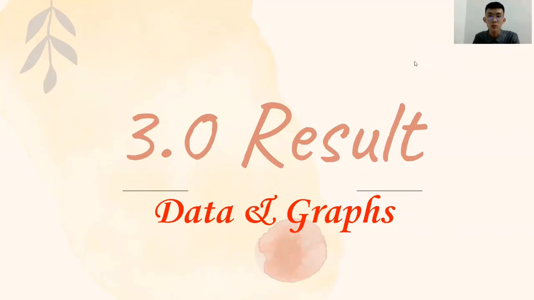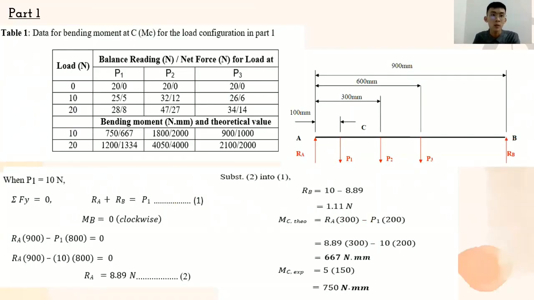I'm Jun Seng and I'll explain the result of this experiment. For part 1, Table 1 shows the data for bending moment at C for the load configuration in part 1. We can say the Y component and the moment at B are equal to 0 since it is in equilibrium. From the free body diagram, when P1 is applied, the Y resultant will be RA plus RB equal to P1. So this is equation 1.